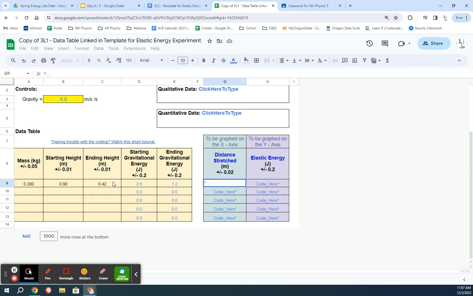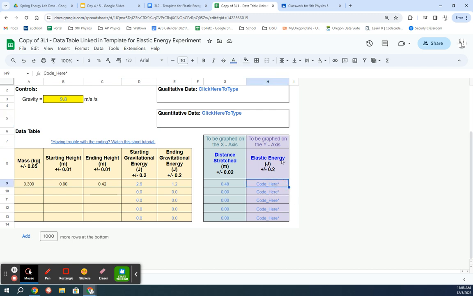So we're going to hit equals starting height minus ending height, enter, and it again calculated that for us. We can drag that code down, and we don't want their suggestions. Their suggestions are never good. We're going to click in the function box at the top just to make sure that it's pulling the right thing. Starting height minus ending height. Perfect. So that's how we know we did everything right. Hit enter to save that.